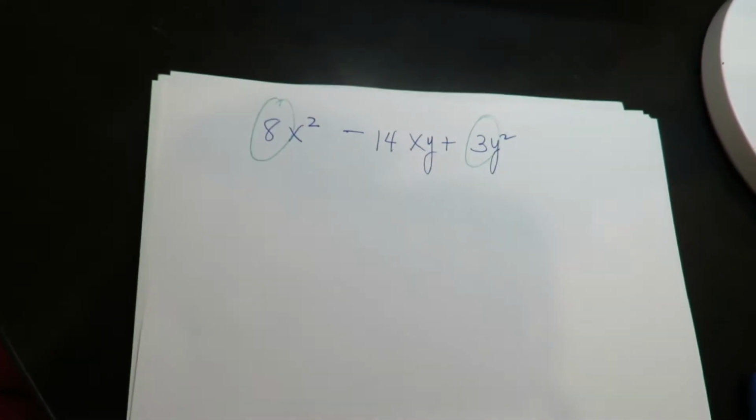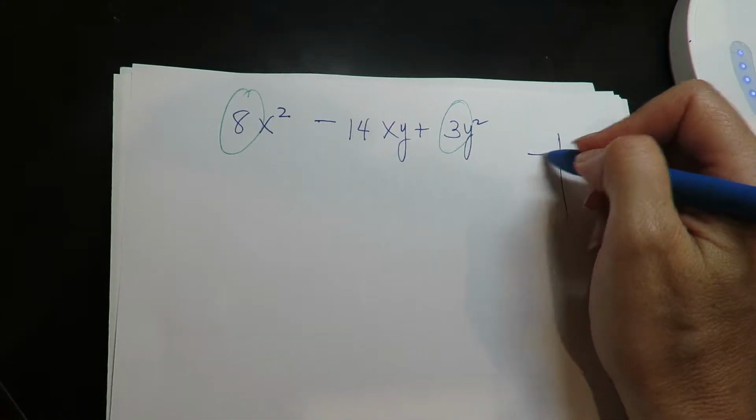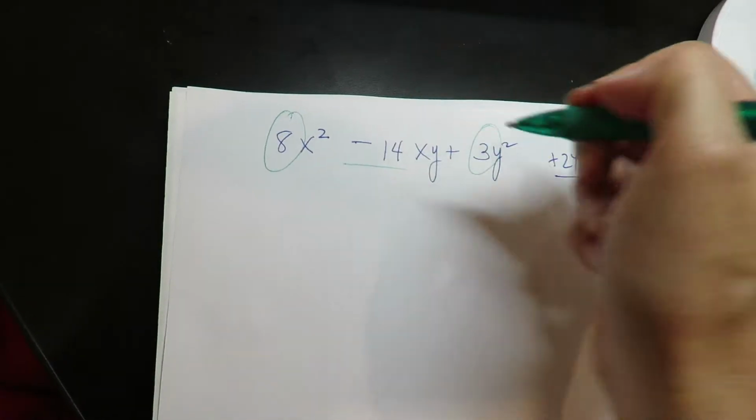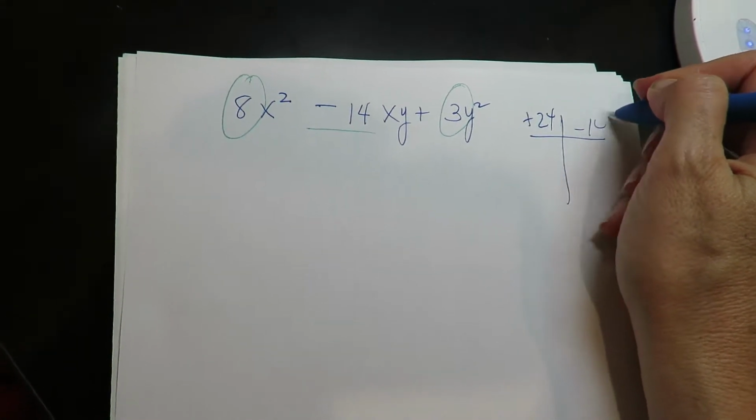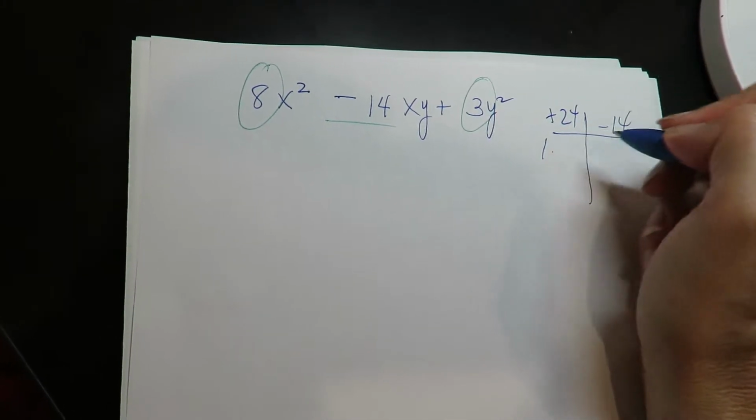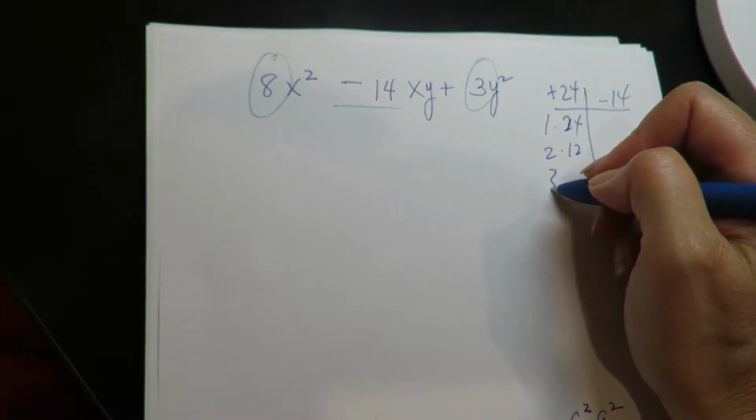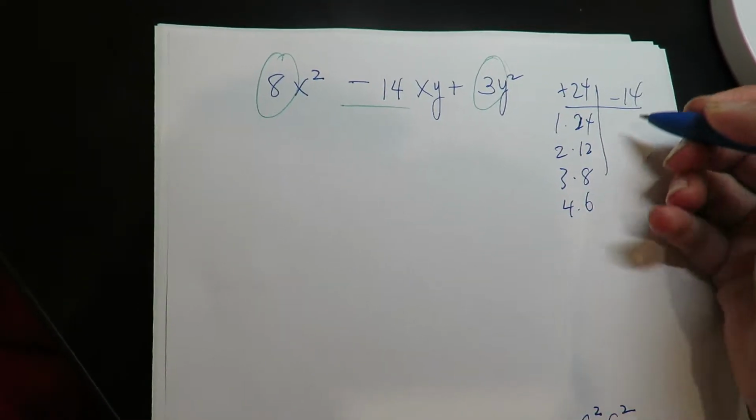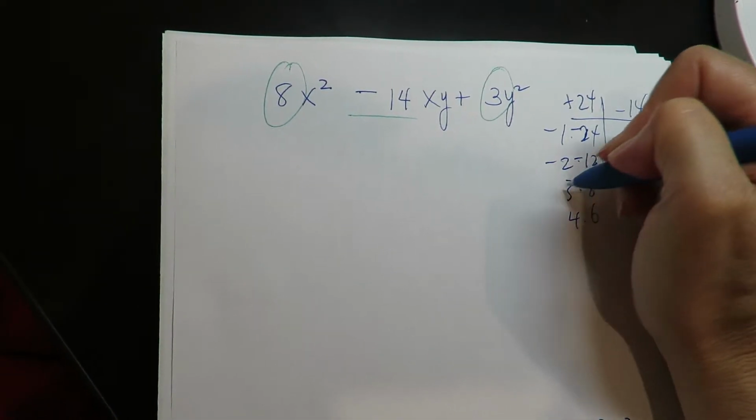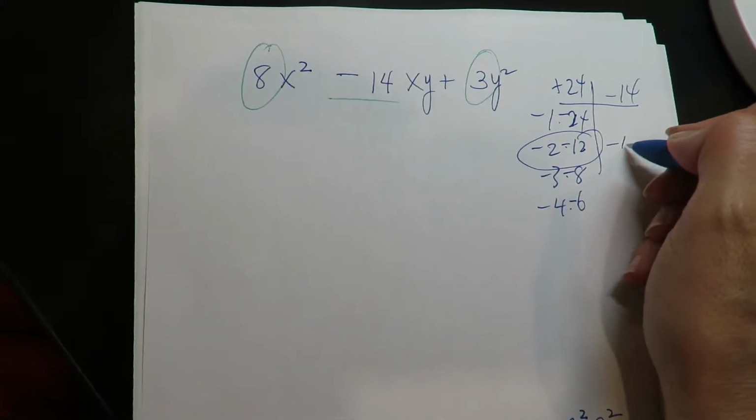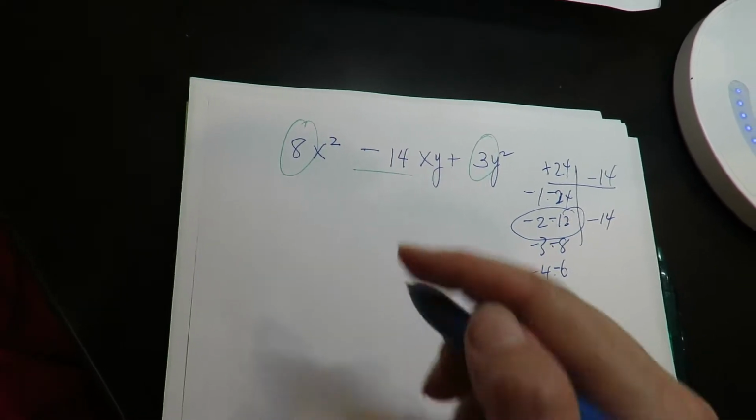So I'm going to multiply the 8 times the 3. That makes a positive 24. It's going to have to add to a negative 14. So again, I need the double negatives. Let me just first write out the numbers. Alright, so double negative case again. Alright, that's this guy. Adds to a negative 14.